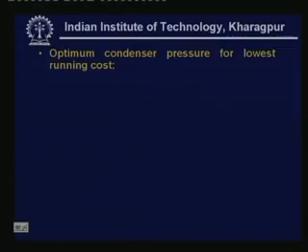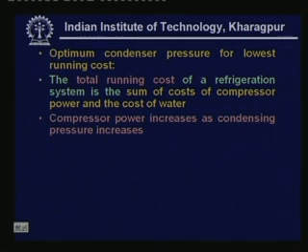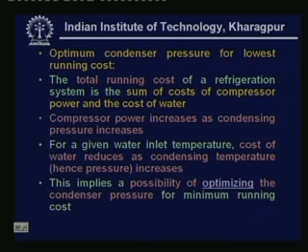Now, let us quickly look at the existence of an optimum condenser pressure for lowest running cost. This is for water cooled condenser based systems. For any water cooled condenser based refrigerant system, the total running cost is the sum of the costs of compressor power and the cost of water, and compressor power increases as condensing pressure increases. This we have seen in the earlier lectures. For a given water inlet temperature, the cost of water, and the water flow rate etc., reduces as condensing temperature or condensing pressure increases. So, this implies a possibility of optimizing the condenser pressure for minimum running cost.